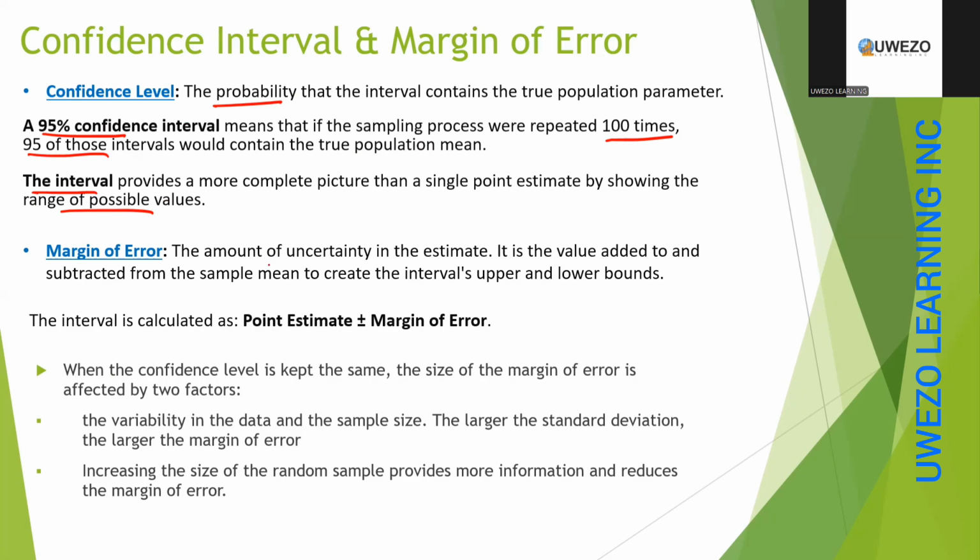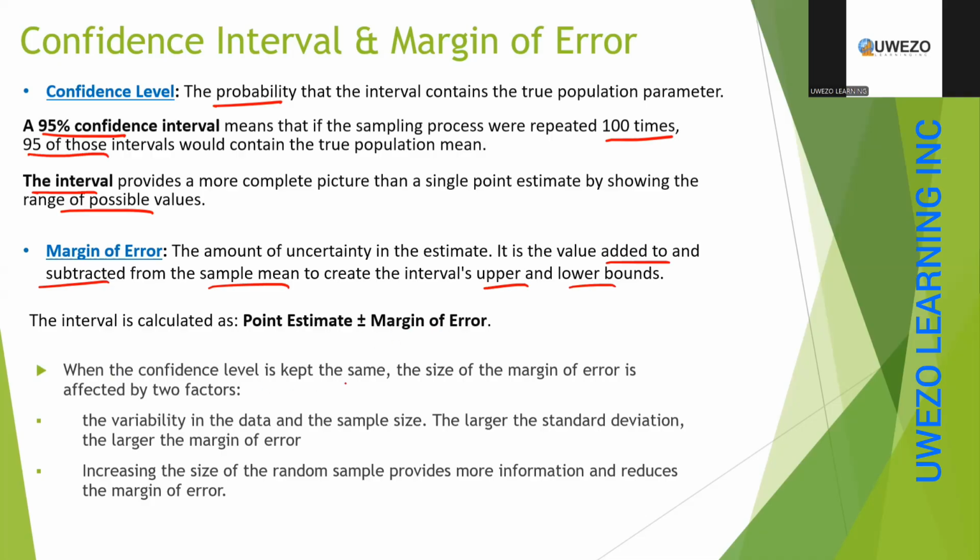The margin of error is the amount of uncertainty in the estimate. It is a value added to or subtracted from the sample mean to create the interval's upper and lower bounds. So the interval is calculated as point estimate plus or minus the margin of error.